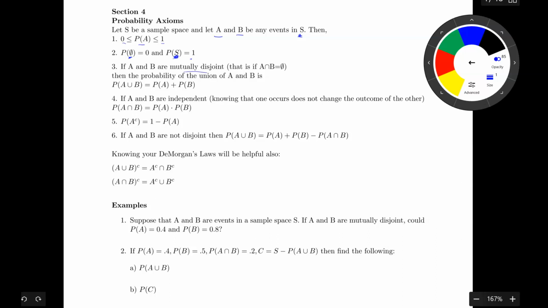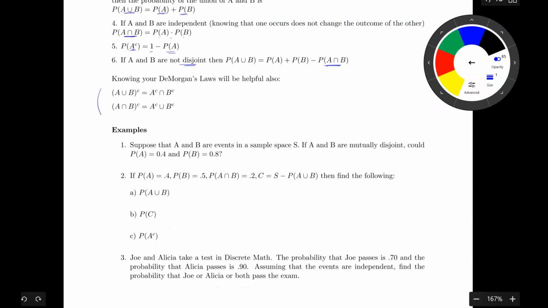If they're disjoint, that means there's no intersection, right? So if they're disjoint, then the probability of A or B is just the probability of A added on to the probability of B. If they're independent, then if I want to find A and B, I'm going to multiply them. And the probability of A complement is all of it, 1 minus the probability of A. If they're not disjoint, that's when I've got that intersection, right?